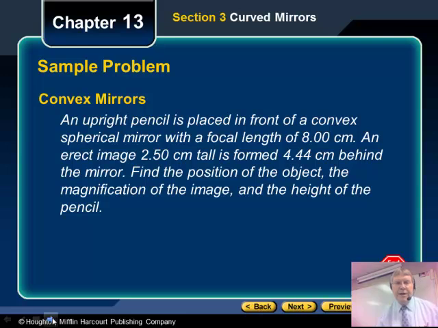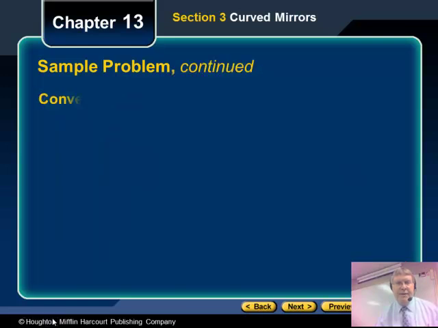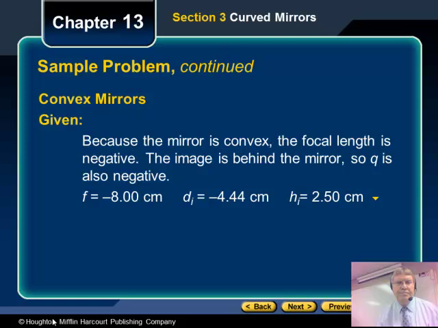Okay, we're not going to actually do this problem. We'll go through the solution here. Let me just point out a couple things here. The focal length is negative because the focus is behind the mirror. So this becomes negative 8 centimeters.